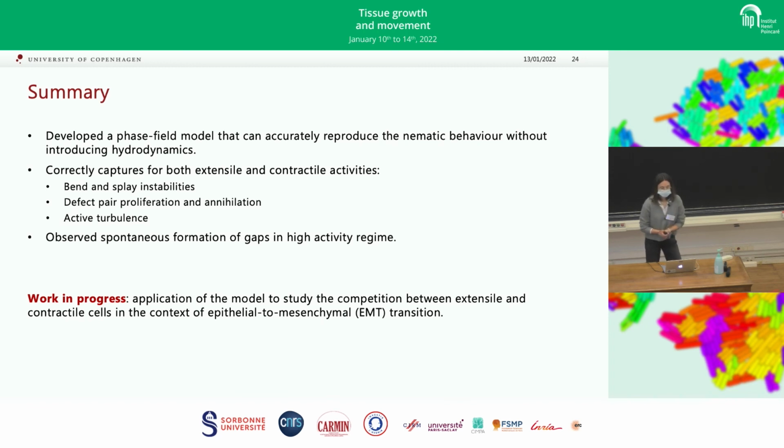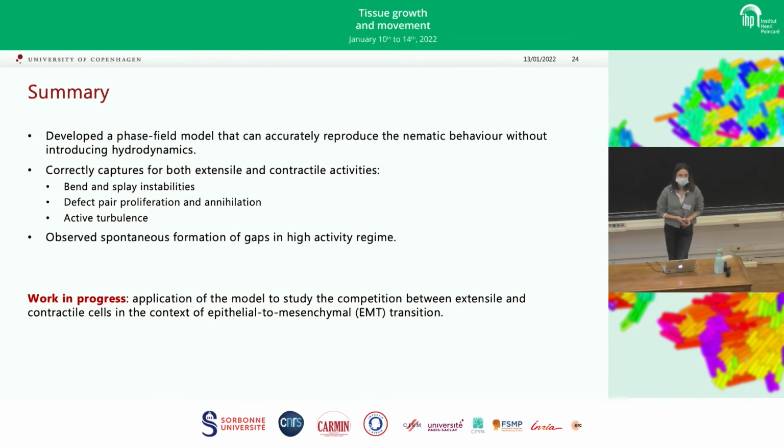So to summarize, we have developed a phase-field model. Our idea was to develop the most minimalistic model in order to capture this nematic behavior of cells, so we can try to link what happens on the microscopic level with the macroscopic features. We were able with our model to correctly reproduce bend-splay instabilities, formation of topological defects, active turbulence, and also we saw the formation of gaps, which we're going to investigate further.